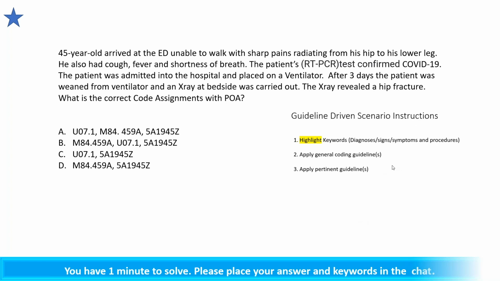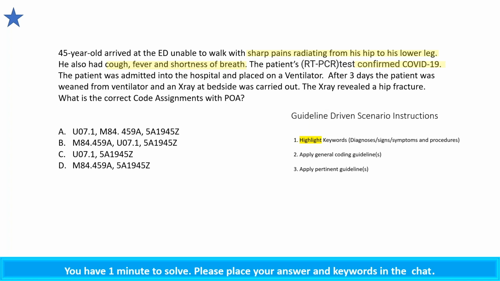All right. So this one was a little much, wouldn't you say? But there are a few things that you can use to help you arrive at the answer. Let's highlight the key terms. This patient had sharp pains radiating from his hip to his lower leg. That's why he walked into that hospital. We had cough, fever, and shortness of breath. Also, confirmed COVID-19.